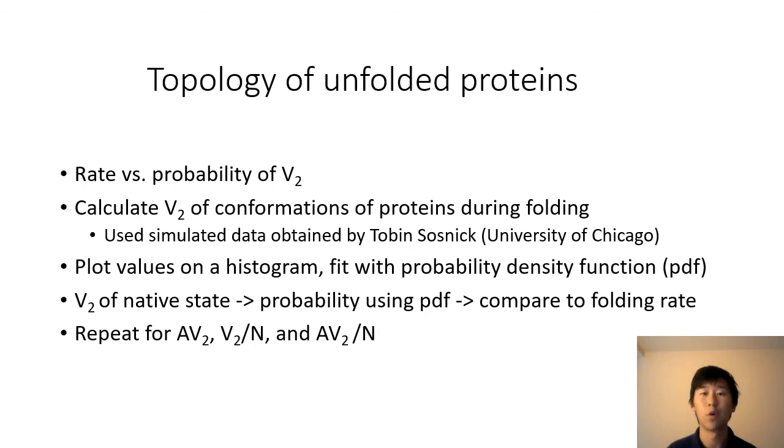The function is then normalized to produce the final PDF, which indicates the probability of attaining any V2 value during folding. Then for each protein in the Broom dataset, we plotted folding rate against the probability density function of the V2 of the native state, and did the same with the other measures.